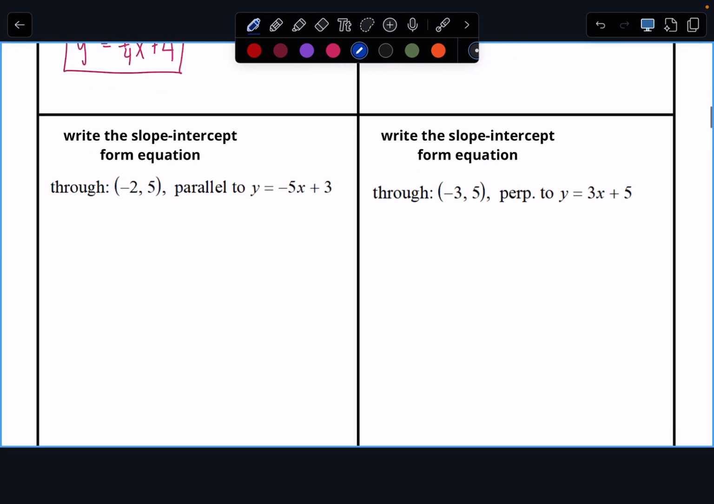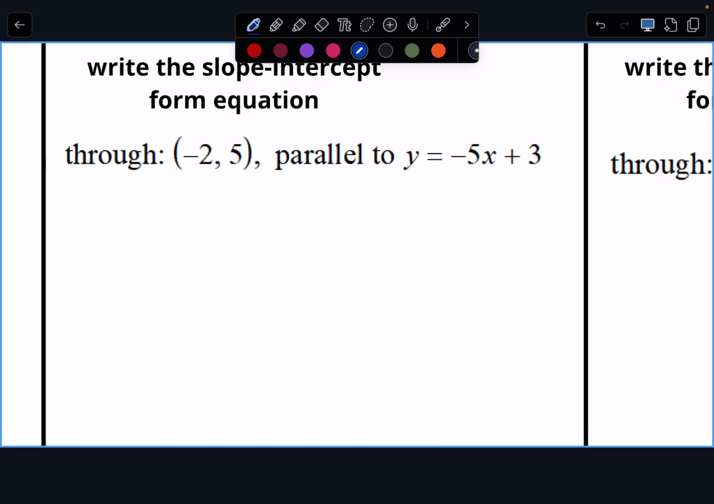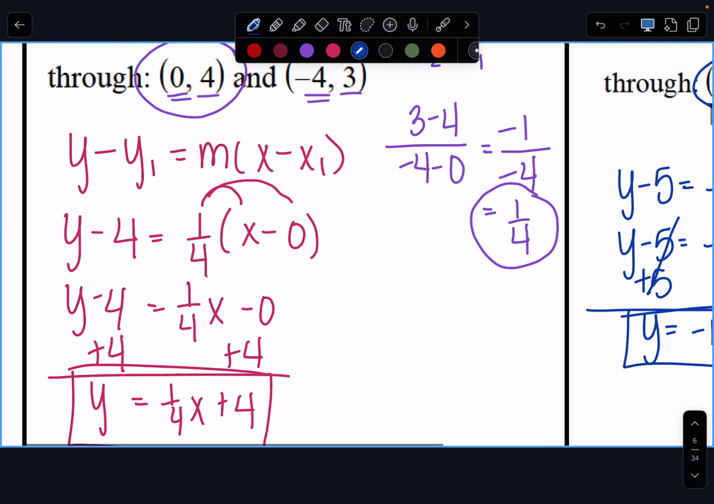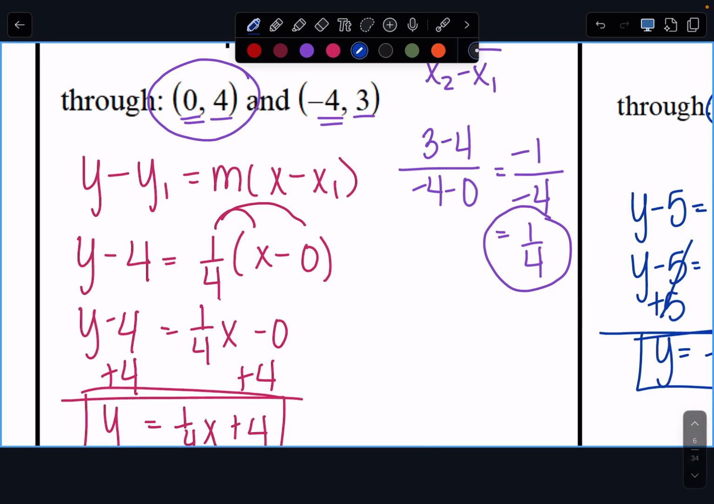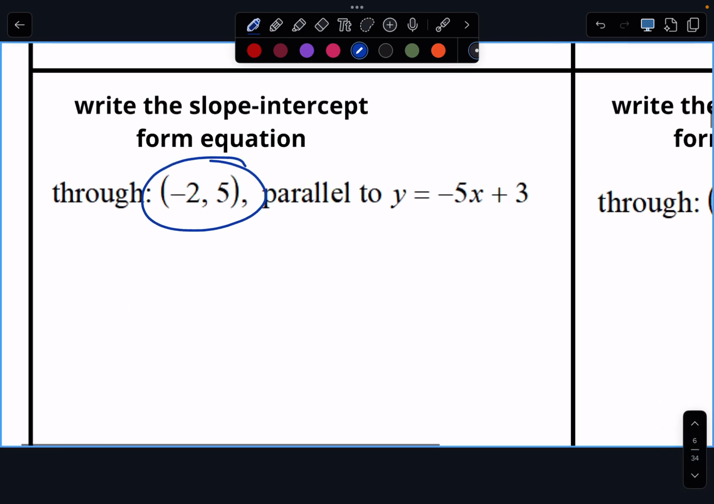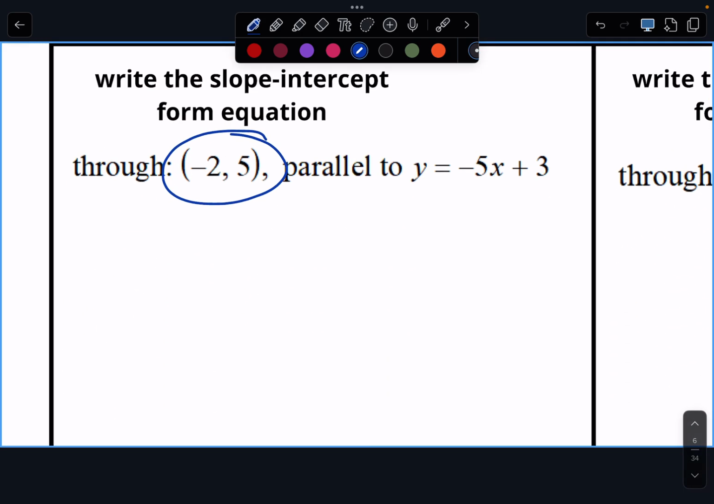So parallel, if we look at this problem here, I want to write a new formula that goes through this point. So that's great. I've got the point already figured out. That's part of it. But I need a slope, right? My formula requires both the point and the slope. I don't see anything here about slope, and I don't have another point to find slope, but it tells me that my line needs to be parallel to y equals negative 5x plus 3. And what do we know about slopes of parallel lines?